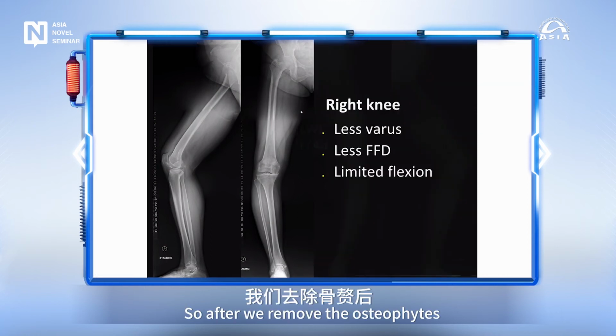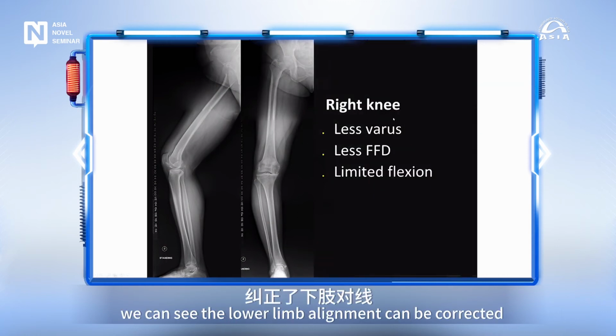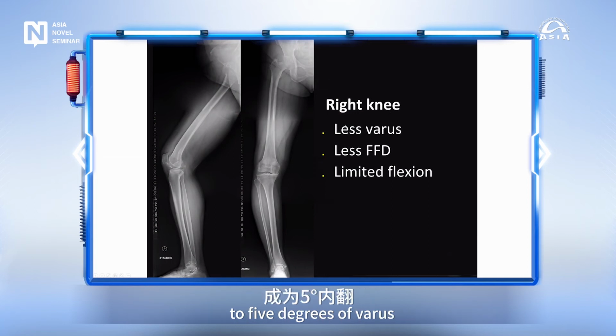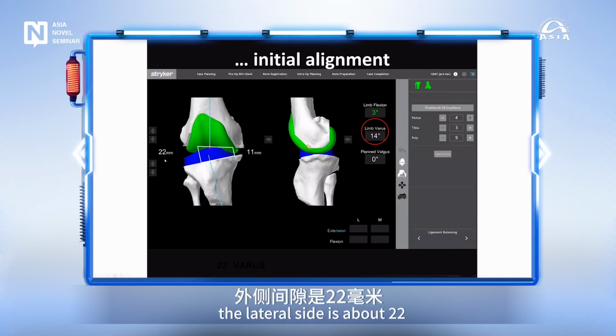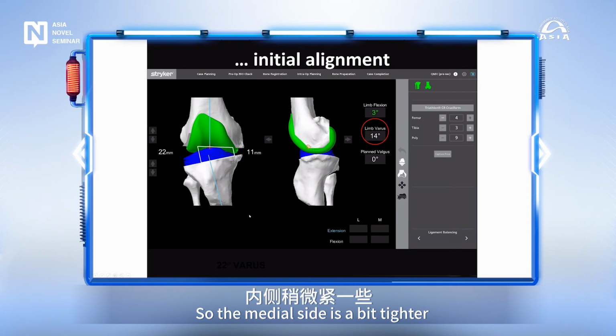So after we remove the osteophytes, you can see the lower limb alignment can be corrected to 5 degrees of varus, which is quite good. And the residual flexion contracture is about 2 degrees. And you can see the gaps, the medial side and lateral side. The medial side is about 18 millimeters and the lateral side is about 22. So the medial side is a bit tighter.